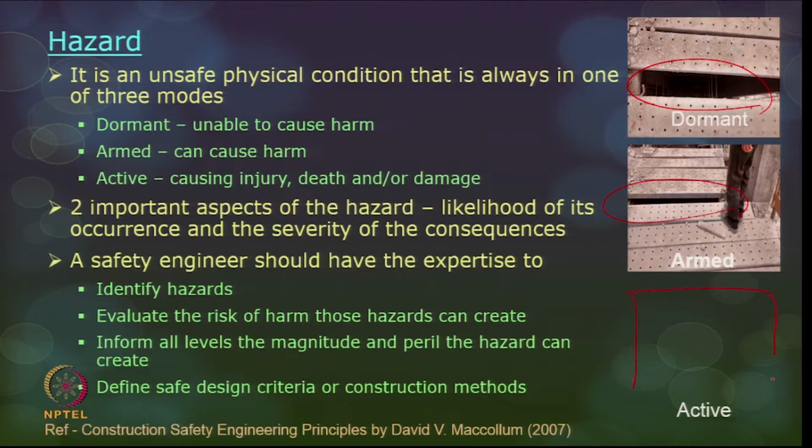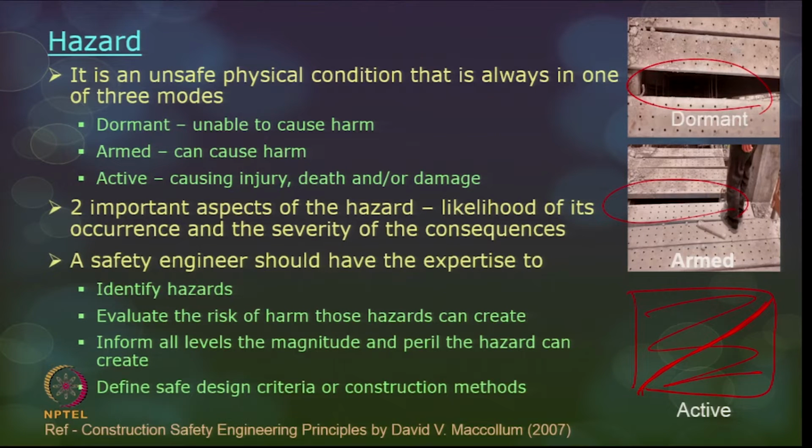Active is, maybe there is a large water body, in the sense water has spilled over, and there is an electric wire passing through. This is primarily an active hazard. It can cause injury, death, or damage at any time. So, two important aspects you have to look into for a hazard: one is the likelihood of the occurrence and the next one is the severity of the consequences.